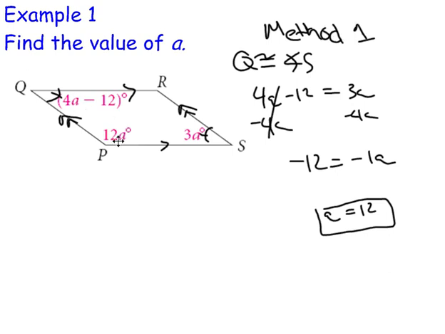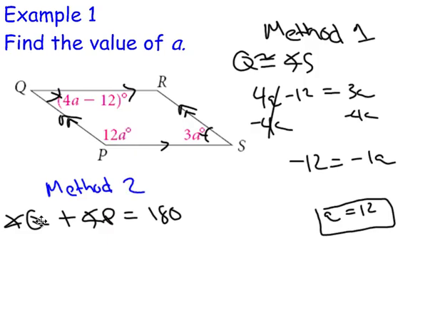Or you could use the same side interior angles. You could say angle Q plus angle P add up to 180. So that would be method 2. You can do it that way also, and I'll let you do that one on your own. But you'll get the same answer, A equals 12.